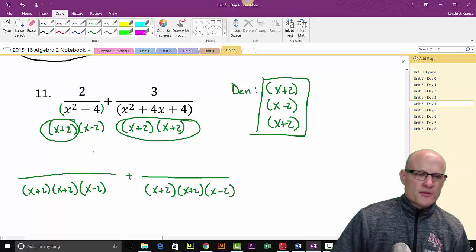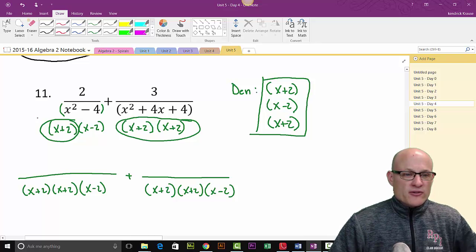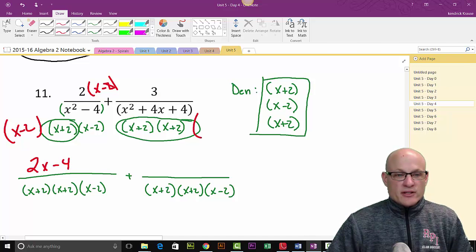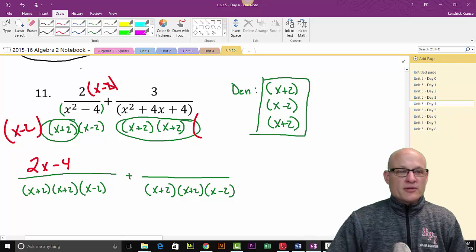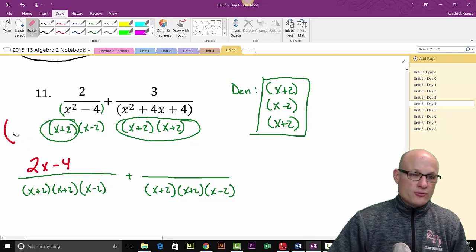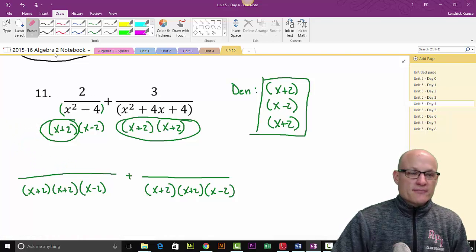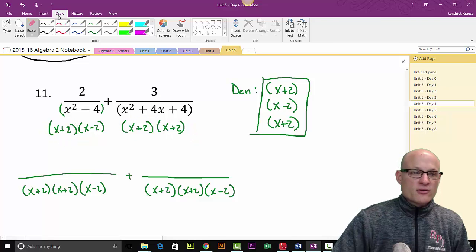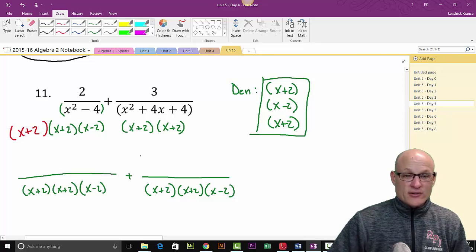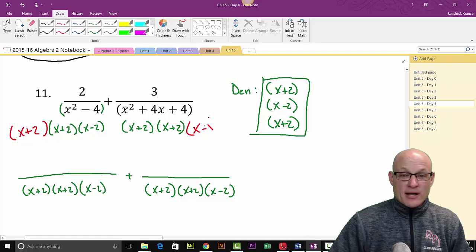All right, so what's this one missing? Well, this one is just missing the x minus 2. So I'll distribute 2x minus 4. This one is missing. Whoa, whoa, whoa. Let's back up. What are you doing? First of all, that didn't even write right. All right. Let me get rid of that circle. Okay. So this one is missing an x plus 2 to make it look like this. This one is the one that's missing an x minus 2. I apologize. So this one I'm going to multiply by x plus 2.